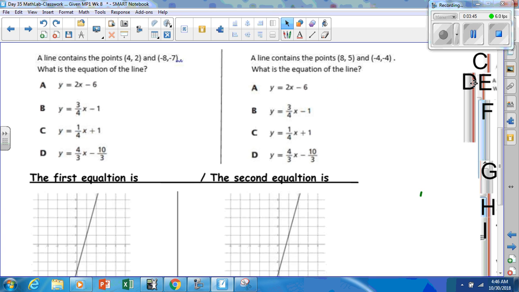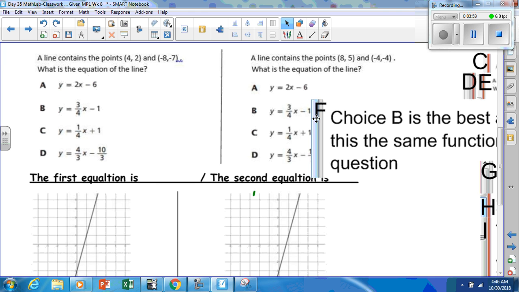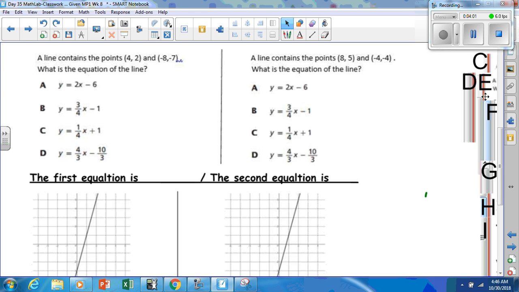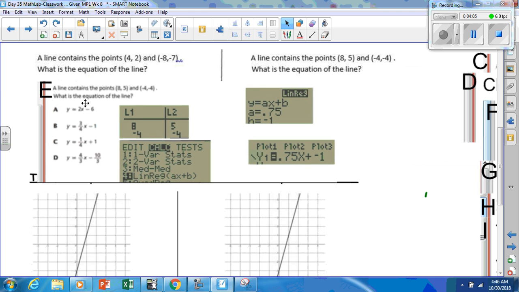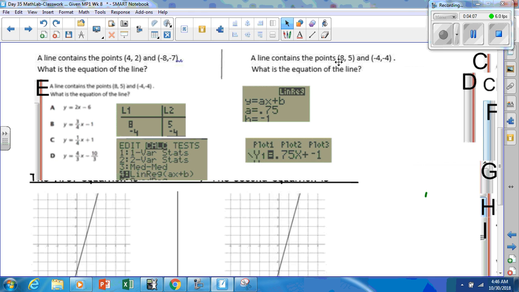Let's analyze it. Let's take a look. Here, my x's go on my x's, my 8, my -4, my y's go under my y columns. 5 and -4, I hit stat calc, and what comes back to me, lo and behold, is the exact same function. So what does that mean, guys?